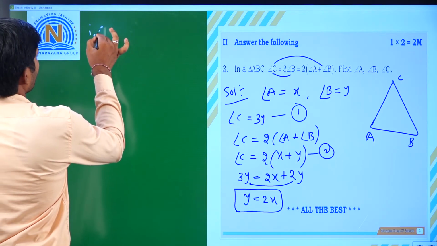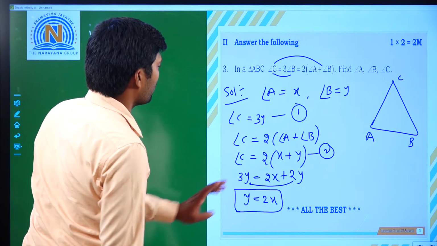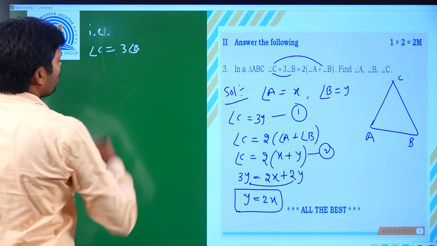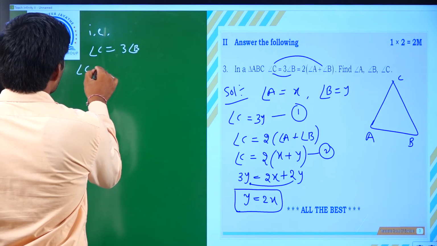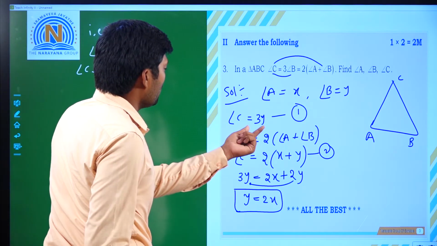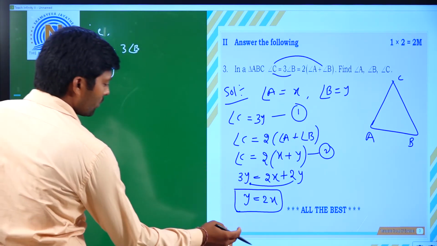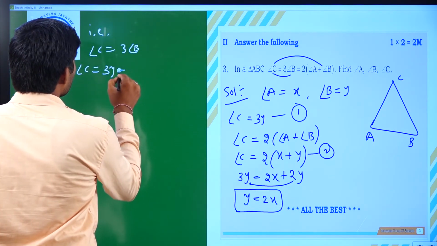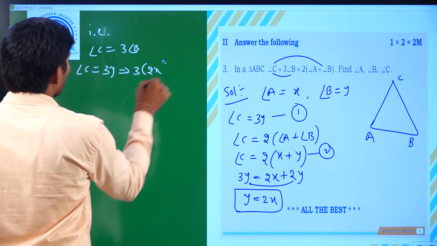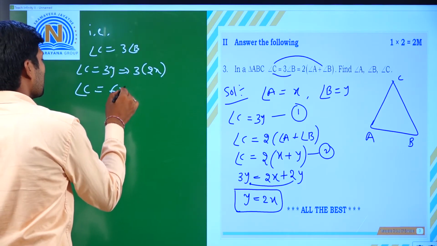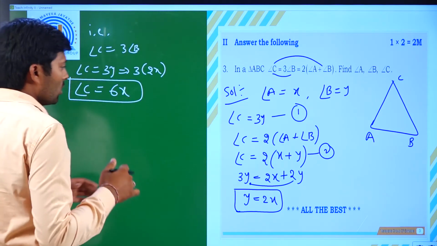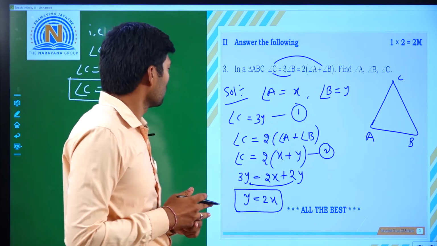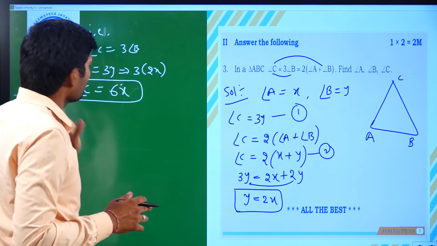So y is equal to 2x. Here angle C is given as 3 times angle B. So angle C is equal to 3 into B, that is 3y. We have y is equal to 2x. In the place of y, just replace with 2x. That is equal to 3 into 2x. Now what is the value of angle C? That is 6x. Angle C is equal to 6x. Now what is our intention? We need to find each and every angle in terms of a single variable. So angle C is equal to 6x.